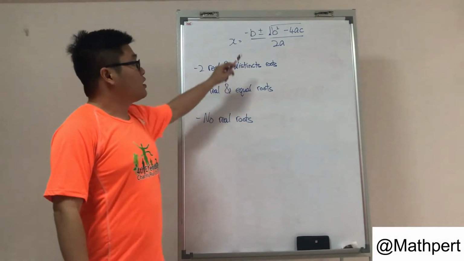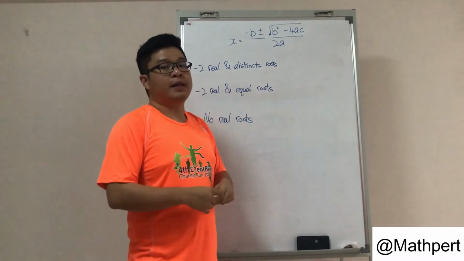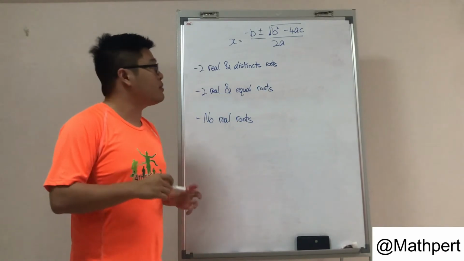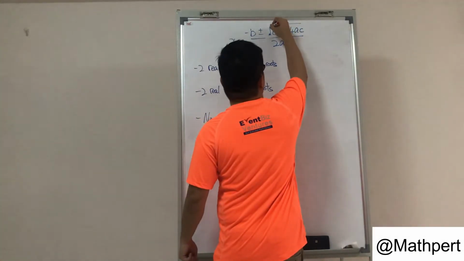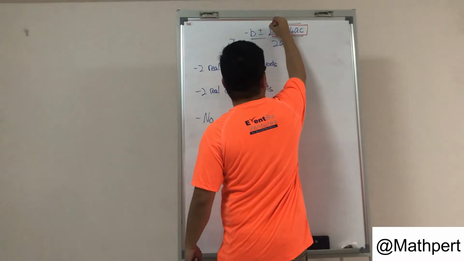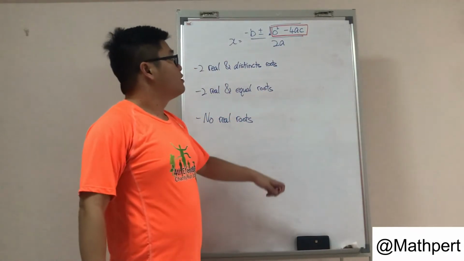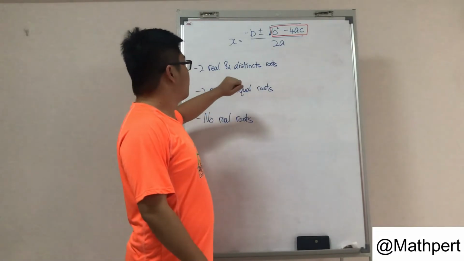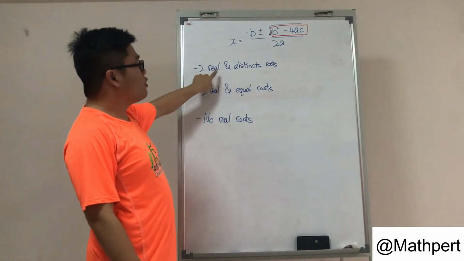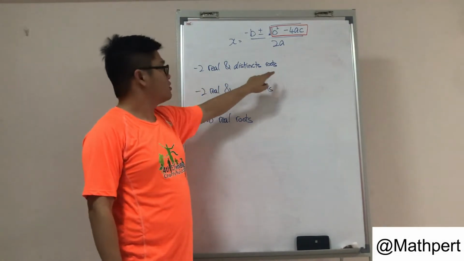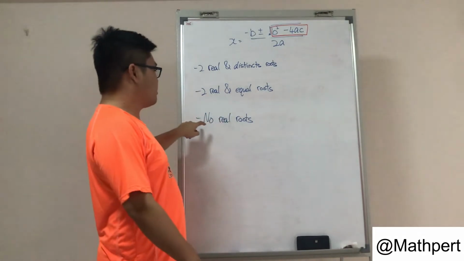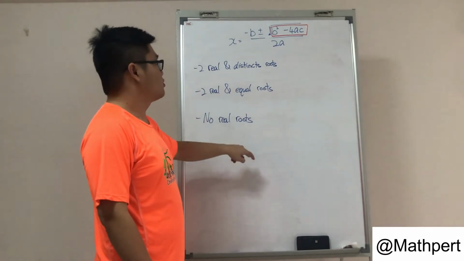Okay, these are the equations for the formula methods. The nature of the quadratic equation's roots is determined by b squared minus 4ac, without the square root. There are a few conditions. There are two real and distinct roots, two real and equal roots, and no real roots.